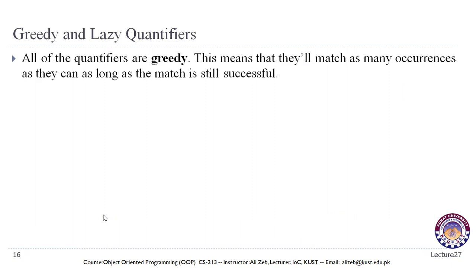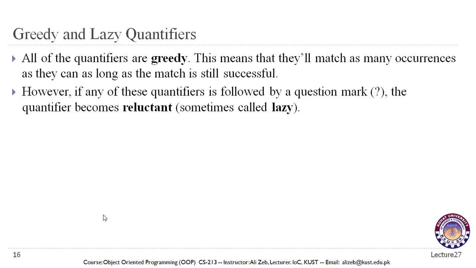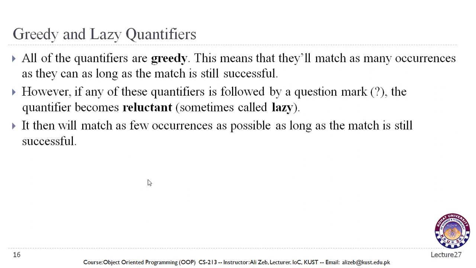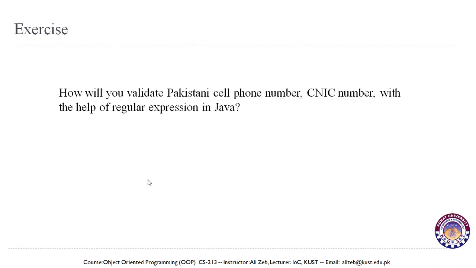We can have greedy and lazy quantifiers. All of the quantifiers are greedy by default. This means that they will match as many occurrences as they can as long as the match is still successful. However, if any of these quantifiers is followed by a question mark, the quantifier becomes reluctant, sometimes called lazy. It will match as few occurrences as possible as long as the match is still successful.